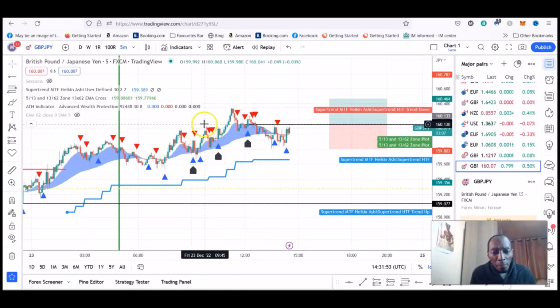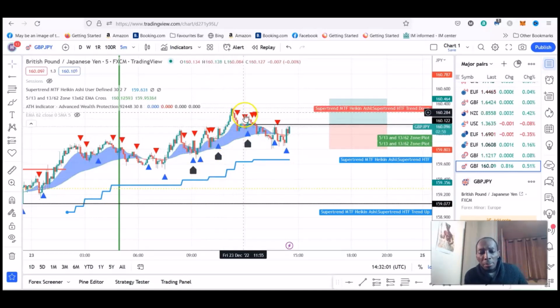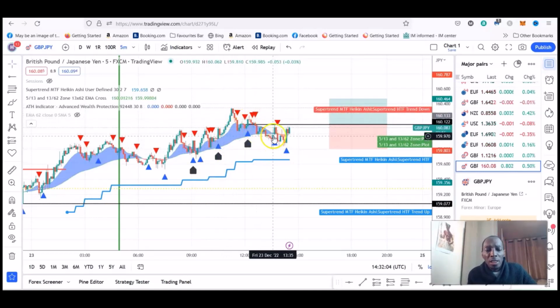Then again, it went up, came down, and then we get another one. This one's not as close to the bottom, so maybe I wouldn't have taken that one. Then again, it goes up, it comes down, and it actually triggered on the 62 right here. So that was the one I took there.